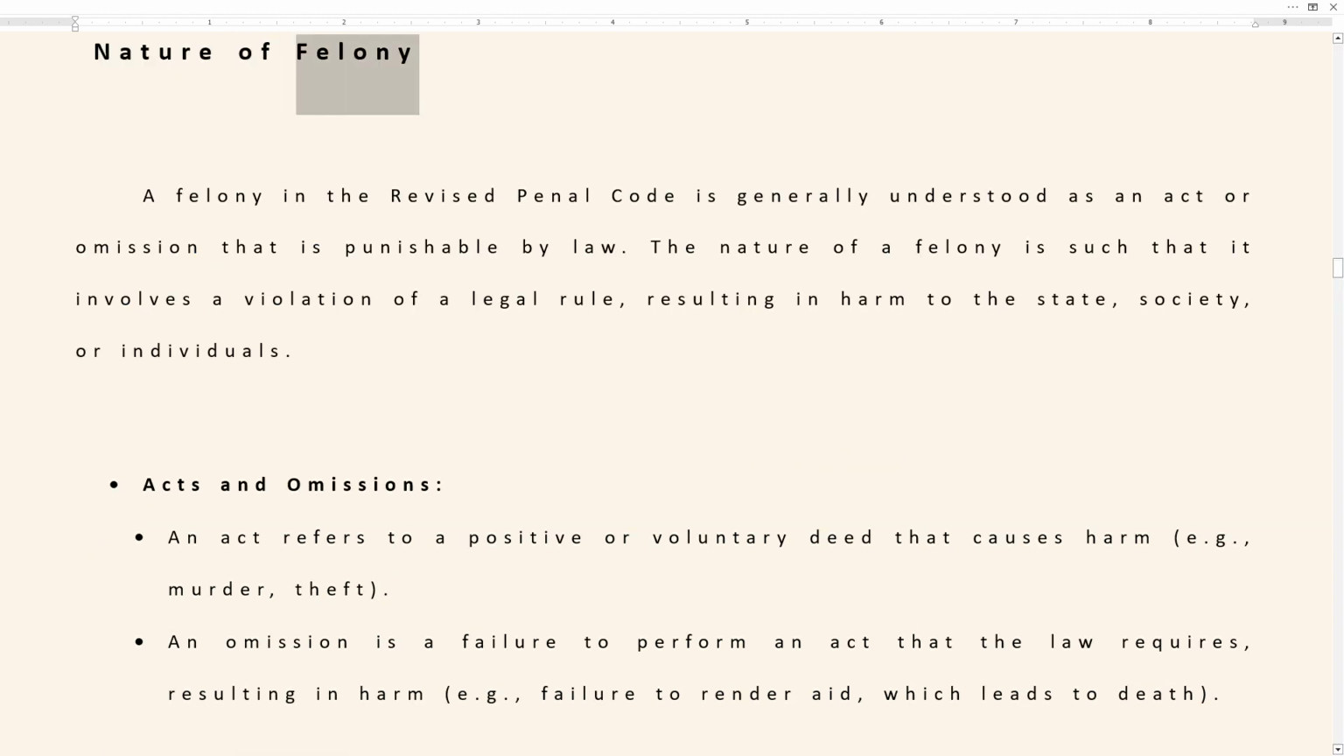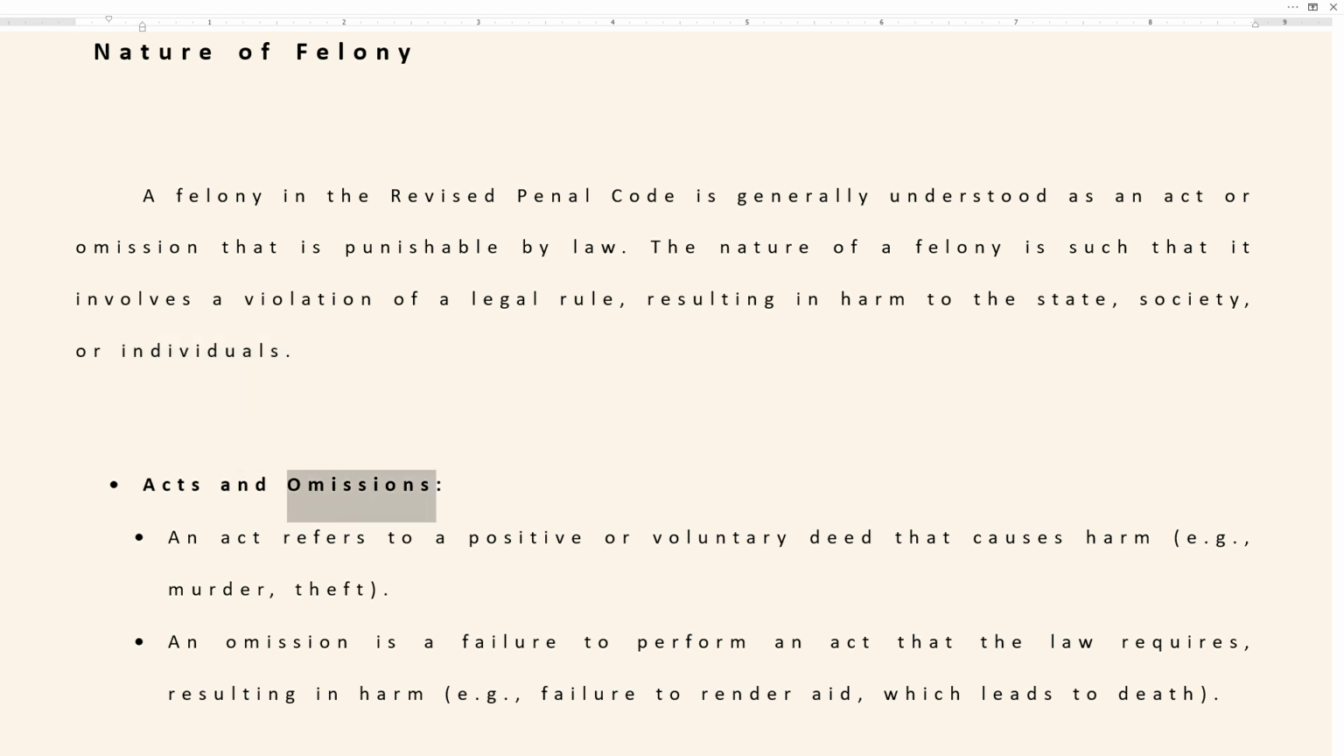Nature of felony. A felony in the Revised Penal Code is generally understood as an act or omission that is punishable by law. The nature of a felony is such that it involves a violation of a legal rule, resulting in harm to the state, society, or individuals.